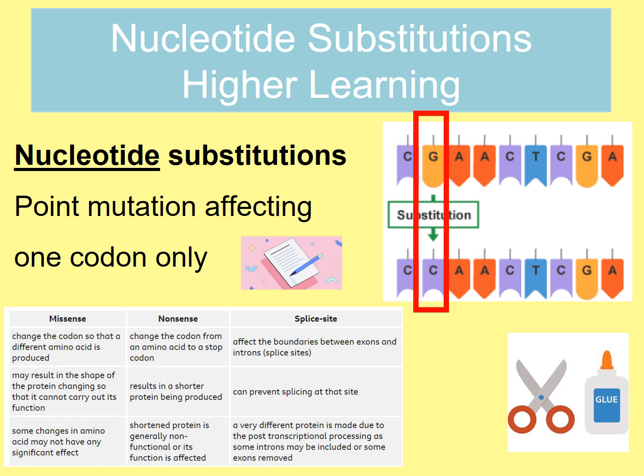We can see the impact of this single point mutation as being either a missense effect on the protein, a nonsense effect on the protein, or what we call a splice site mutation. Taking each one of these in turn, and remember each one of these categories is caused by a substitution of one single nucleotide for another.